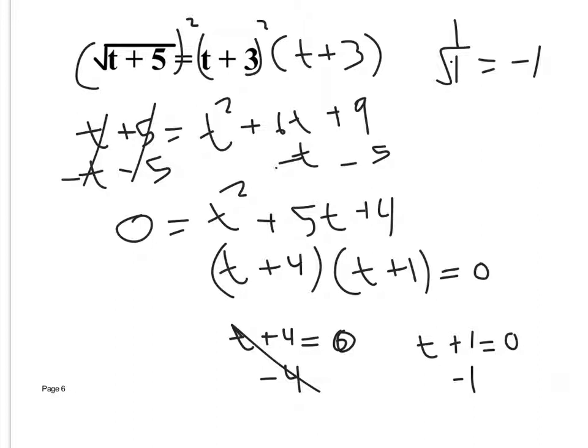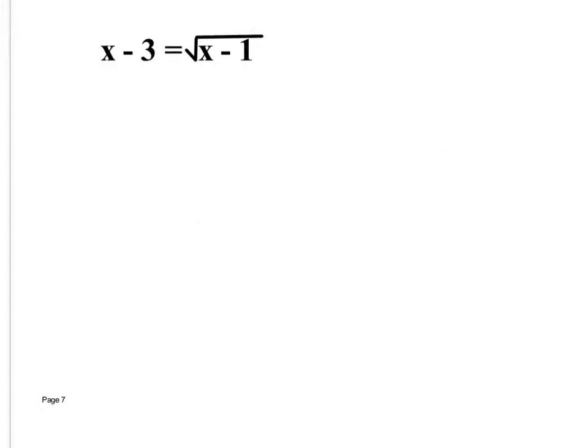Now we try negative 1. Negative 1, I plug in here. That gives me the square root of 4 equals 2. Is that a true statement? So negative 1 is the only answer that works. Any questions? x minus 3 is equal to the square root of x minus 1, so I'm going to square both sides.